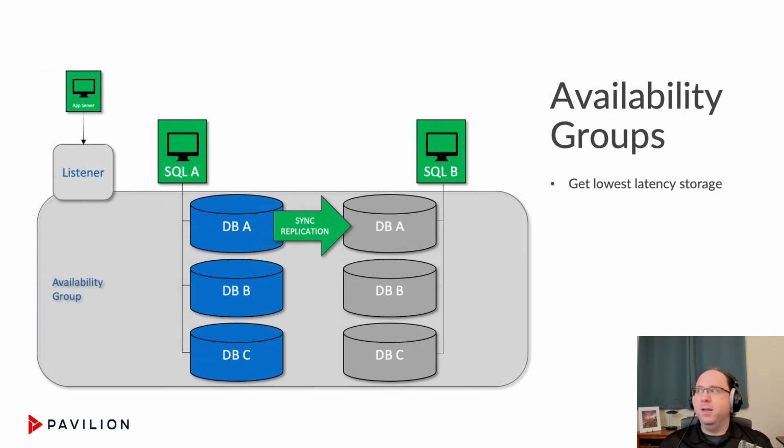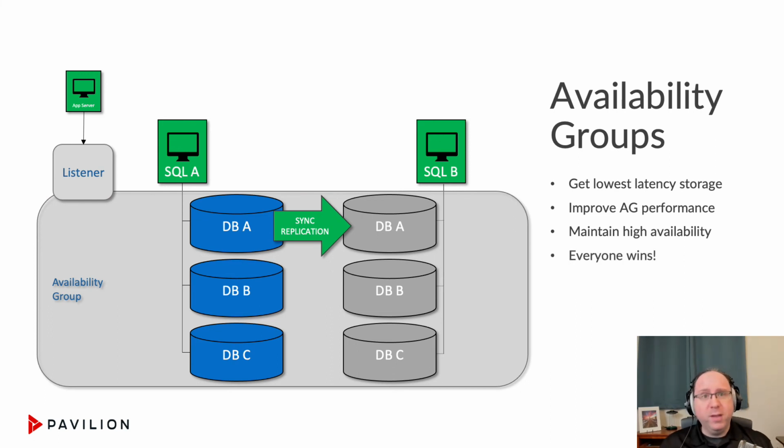And then get the lowest possible latency storage, because guess what? If we can harden there, everything else gets better. So it can improve the availability group performance considerably, and we're talking dramatic performance gains. Maintain that high availability architecture. These machines are absolutely critical, and you can't lose data. So maintain that, but make sure it's not slowing you down. Everybody wins if you do this properly from the bottom up.